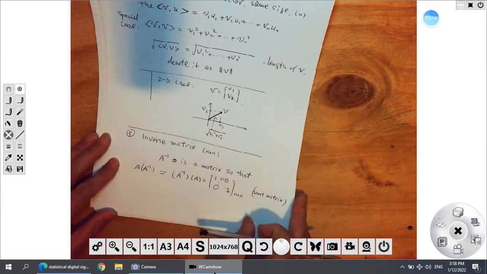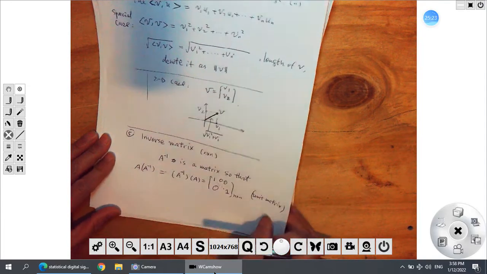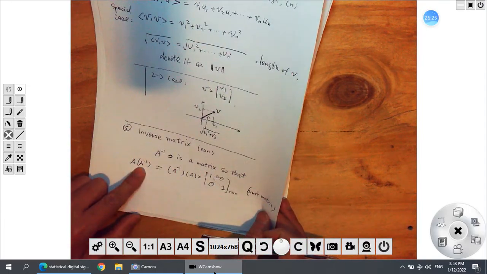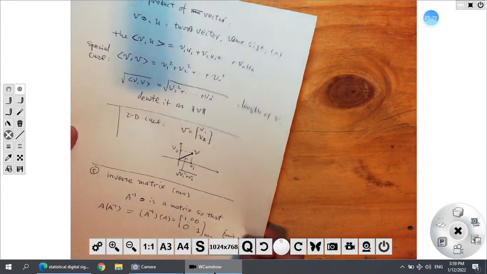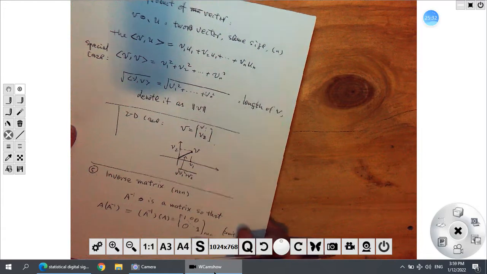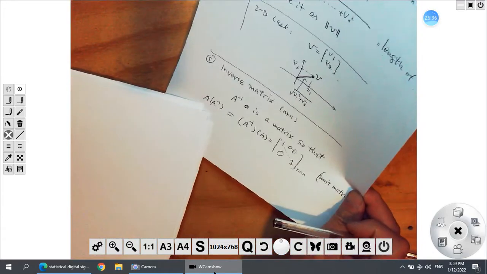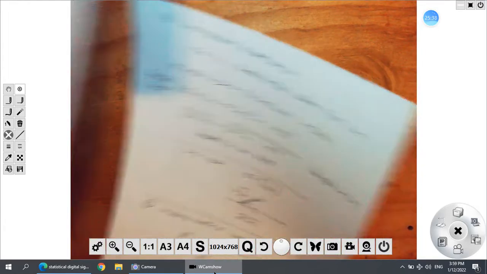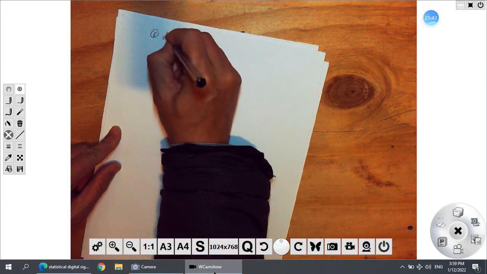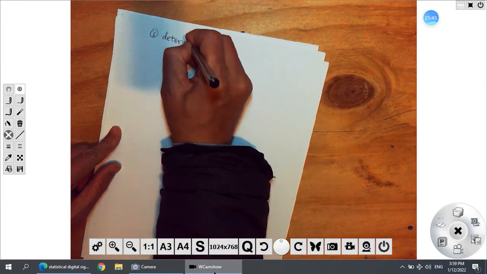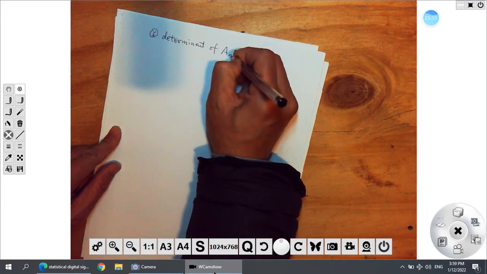It's a hard calculation to determine what A inverse is. But for second order, we can have a formula to do it. But before that, we need another thing, which will be used in the calculation of the inverse matrix. That is the determinant of A with size n by n.